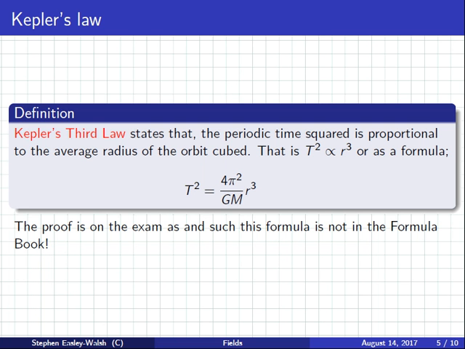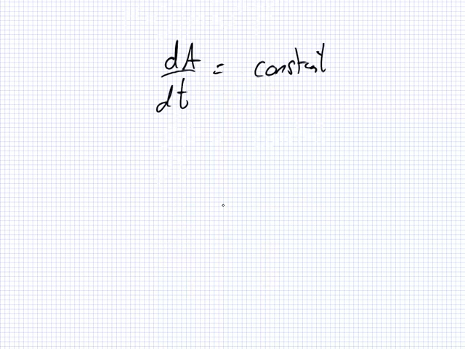Ready? So please write this proof down carefully. It is the third and final proof on the exam. So we have a big M, and we have a small M. All I've done is draw a sun and a planet, that's all.